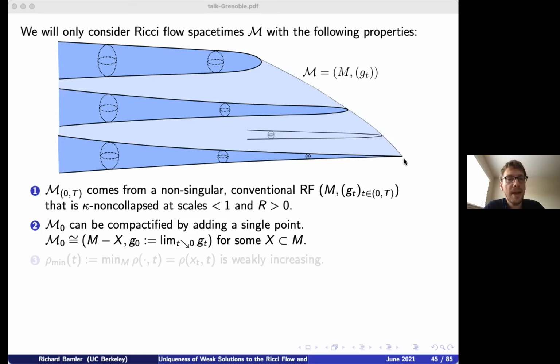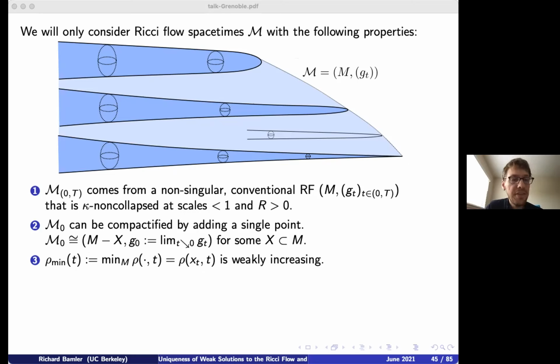And then I'm also going to look at this quantity rho min, which is just the minimum of the curvature scale at time t. Essentially this is just the curvature scale at the tip, and so this measures approximately how singular the time slice is. Xt, let's say, is where the minimum is attained, and I'm going to assume, and this is maybe one of the strongest assumptions, just for simplicity, that rho min is weakly increasing. Okay, it's non-decreasing. So I don't want to run into another singularity, and even worse, I just want to resolve the singularity. Okay?